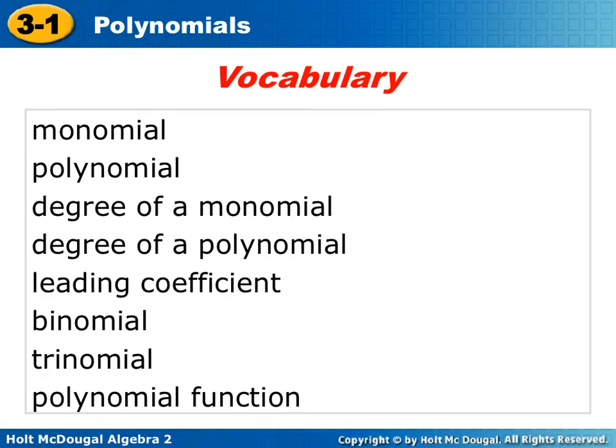Running through the vocab in this section, monomial, think like monorail, is just one term. Polynomial is more than one, so usually 2 or more. Degree we'll talk about. Leading coefficient you'll see here in a second. Binomial, that's 2 terms, think bicycles, 2 wheels. Trinomial, that's 3 terms, think tricycles with 3 wheels. And then we'll also talk about polynomial function.